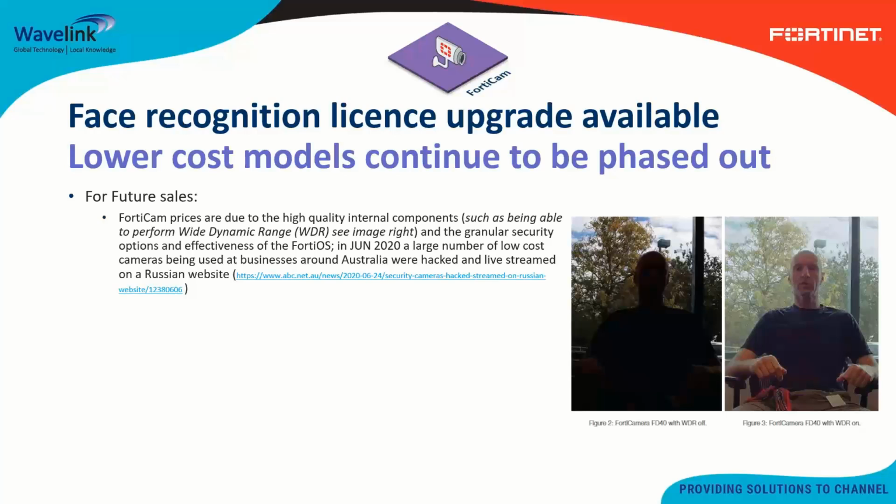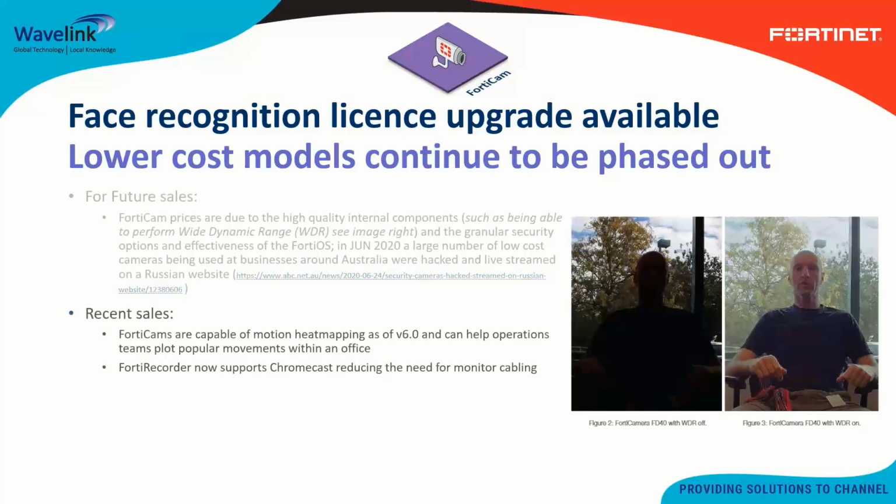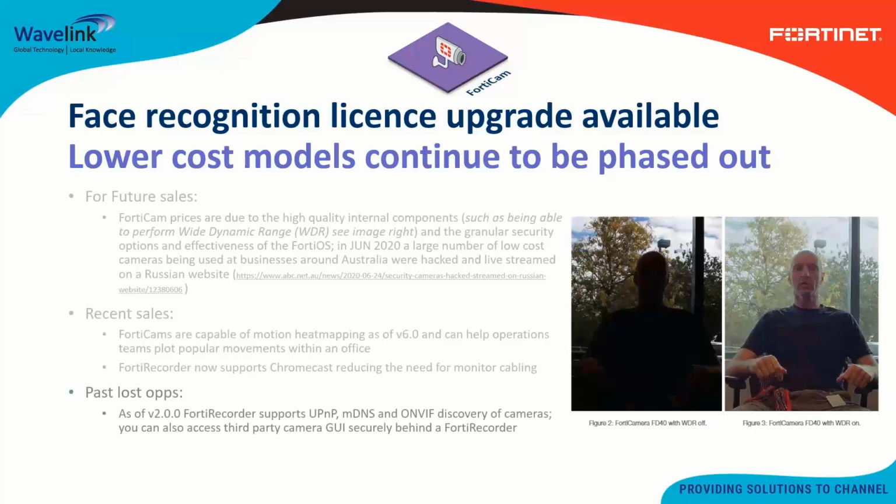You could just deploy the cameras themselves. Fortinet are really putting a lot of effort into the type of cameras that they're OEMing, and they're making sure they've got things like wide dynamic range so they work better in low light, the facial recognition nuances as well. They also have heat mapping if you want to do location tracking of where the popular things are for OHS as well.